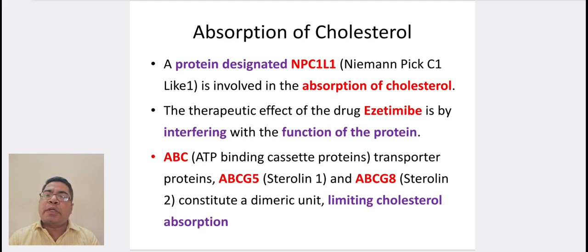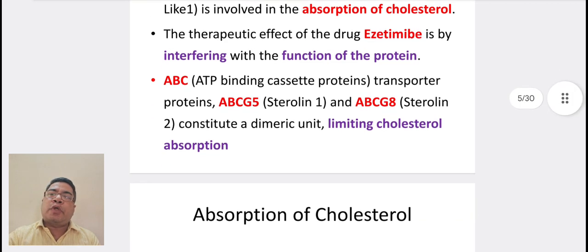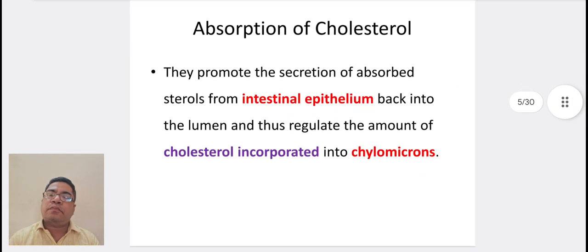ABC transporter proteins, that is ABCG5 and ABCG8, constitute a dimeric unit, limiting cholesterol absorption. They promote the secretion of absorbed sterols from the intestinal epithelium back into the lumen and thus regulate the amount of cholesterol incorporated into the chylomicrons.